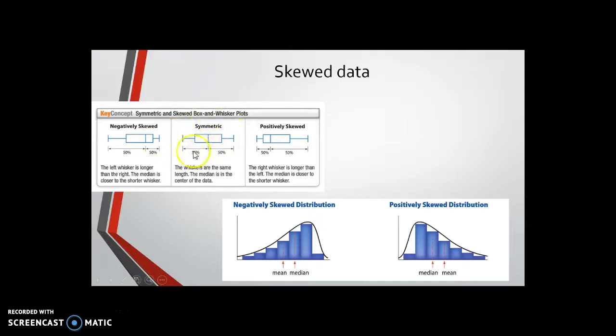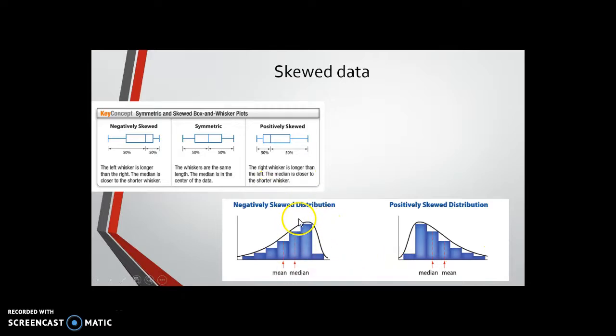Symmetric, so everything's pretty much even. It doesn't have to be perfect, just that you don't see too big of a whisker and you see your median right down the middle. And then positively skewed, which is kind of what we had in that last one, where our median is close to that short whisker here. So 50% of the data is packed into this little area here, and then the rest of it's pretty well spread out. This is positively skewed, and again, back to here.